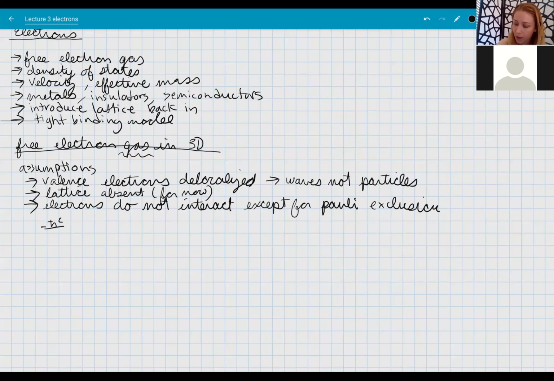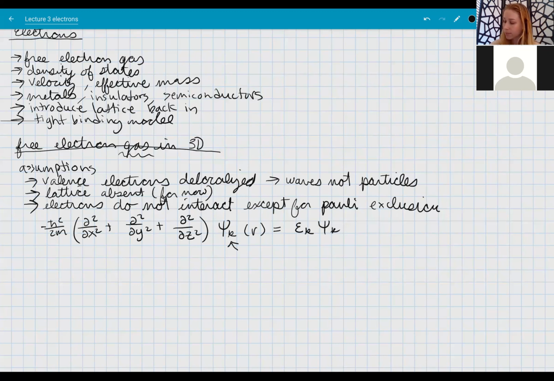So negative h bar squared divided by 2m times the second derivative with respect to x plus the second derivative with respect to y plus the second derivative with respect to z. And these derivatives act on the wave function, which is going to be labeled by k. I'll explain what k is in a little bit. And this is equal to the energy, where the energy solutions are also labeled by k, multiplying the same wave function. All right, and as a reminder, the r in the parentheses here is a coordinate that represents x, y, z.